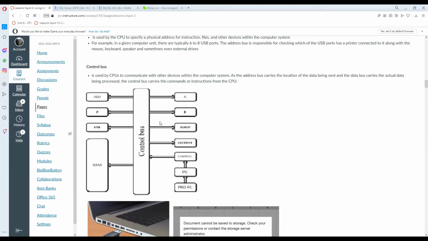So this is the control bus. Notice the control bus handles the commands or instructions from the CPU. So the CPU has different parts. So these are the sample from which the control bus interacts with the different parts of our computer. So we see here the interaction between the RAM, input, output devices.